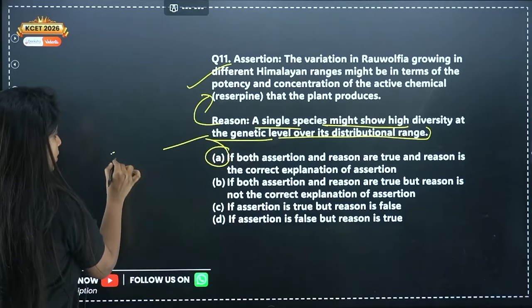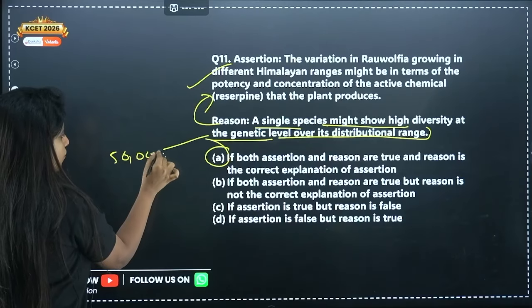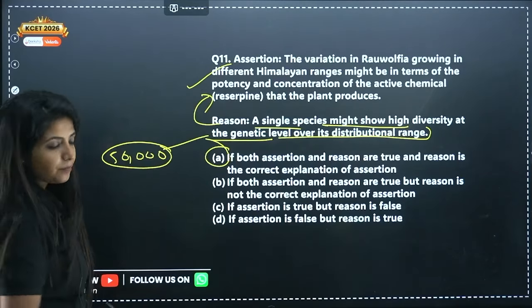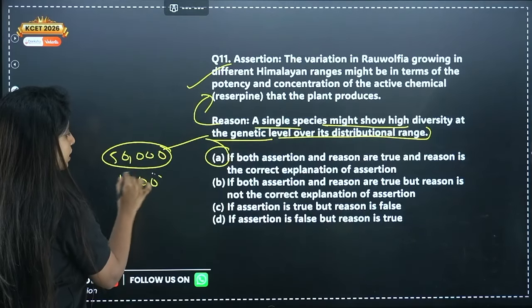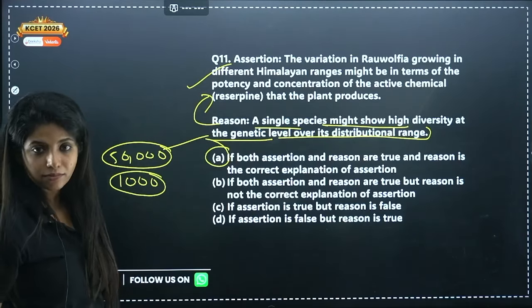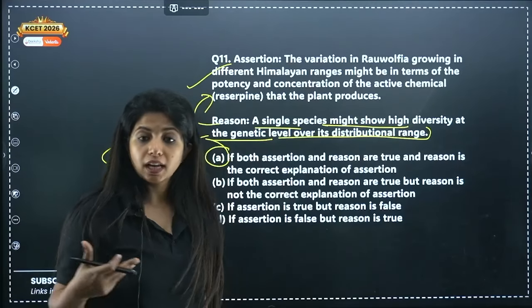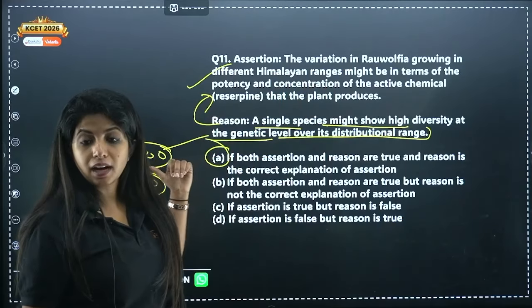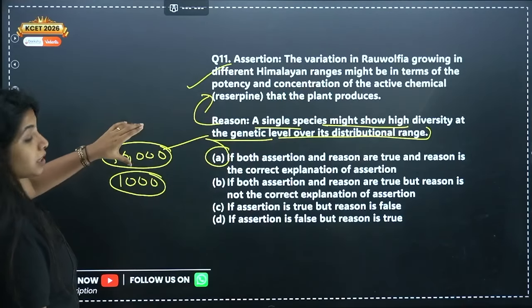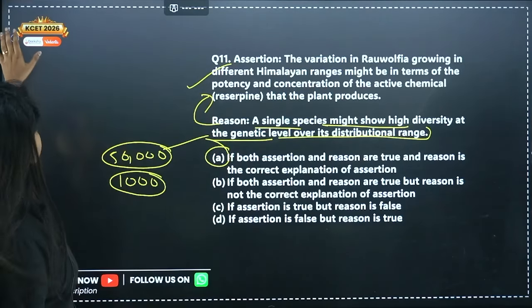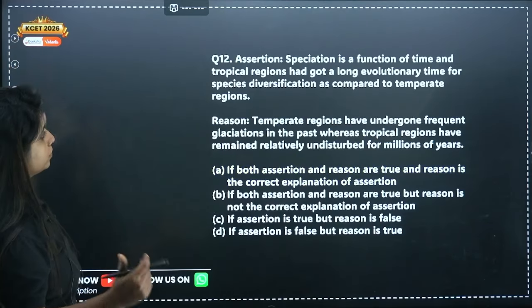You have more examples. One is 50,000 varieties of rice, and 1,000 varieties of mango, genetic varieties. So they show genetic diversity. Apart from this, these are the other examples out there: 50,000 rice and 1,000 mango.